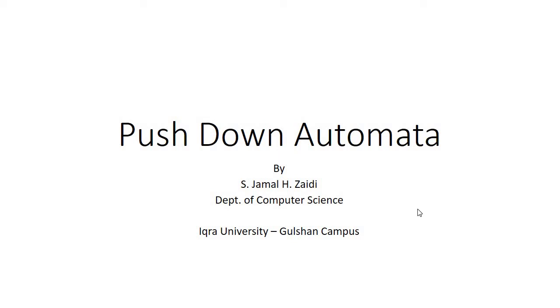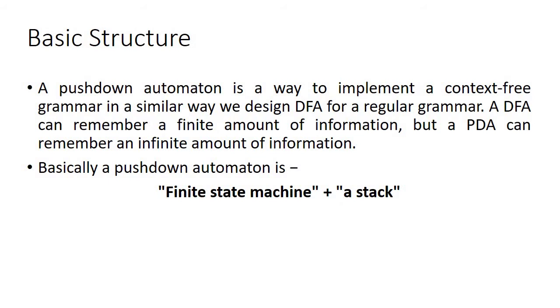Okay, so today's lecture is about pushdown automata. Let's see the basic structure of pushdown automata. The pushdown automata is an automation technique in which we have a finite state machine as one of the parts, and the second part is a stack. So if we add the finite state machine with the stack operations, we can construct a pushdown automata.